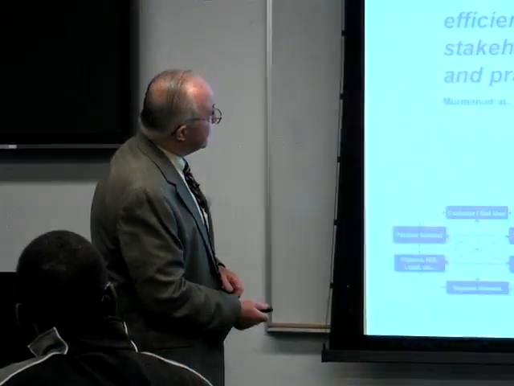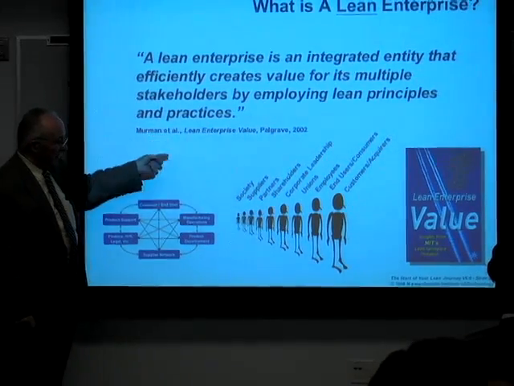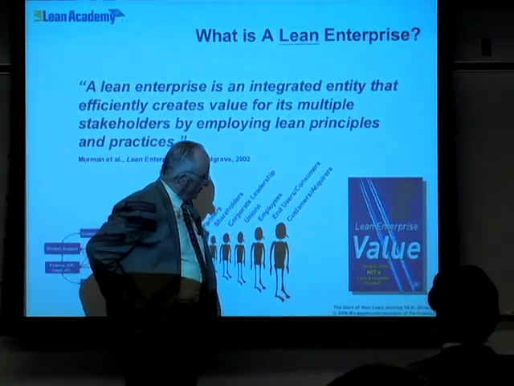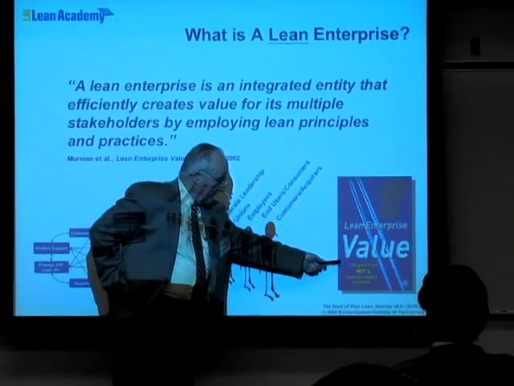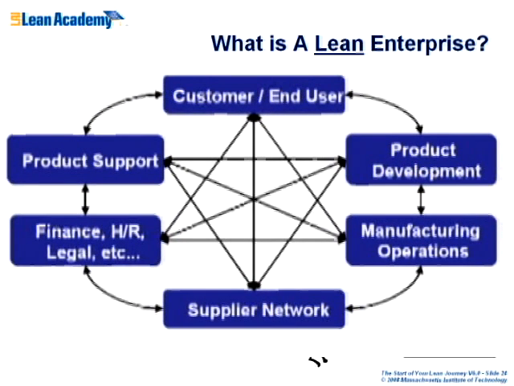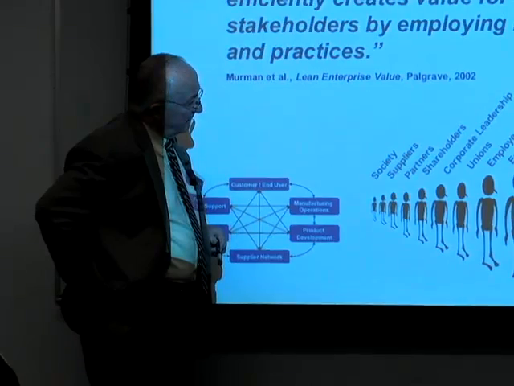So what is a lean enterprise? A good definition, and in fact he just came back in the room, Professor Murman pulled together a bunch of professors here from MIT about 5 or 6 years ago and wrote this book, Lean Enterprise Value: Insights from MIT's Lean Aerospace Initiative. It says a lean enterprise is an integrated entity that efficiently creates value for the multiple stakeholders by employing lean principles and practices. And you remember, these are all of the elements that it takes to create an enterprise, and what we're trying to do is to create value for all people in the total supply chain and in the enterprise.